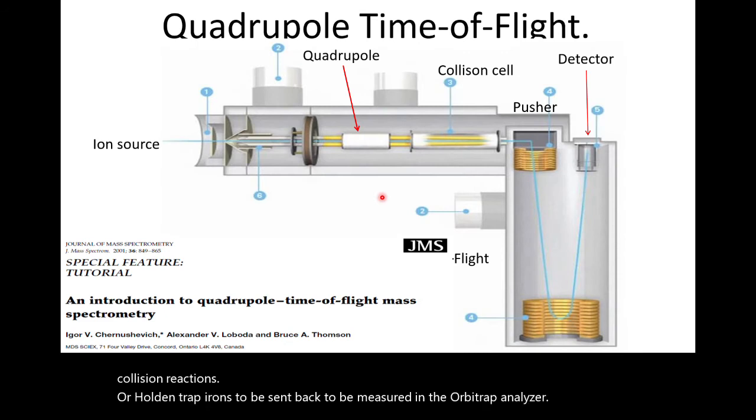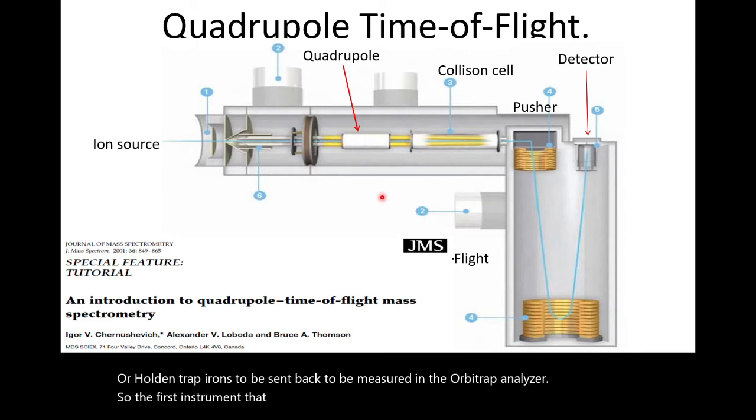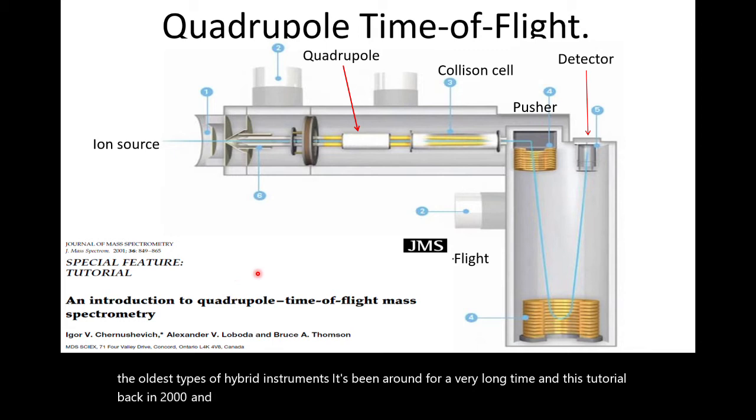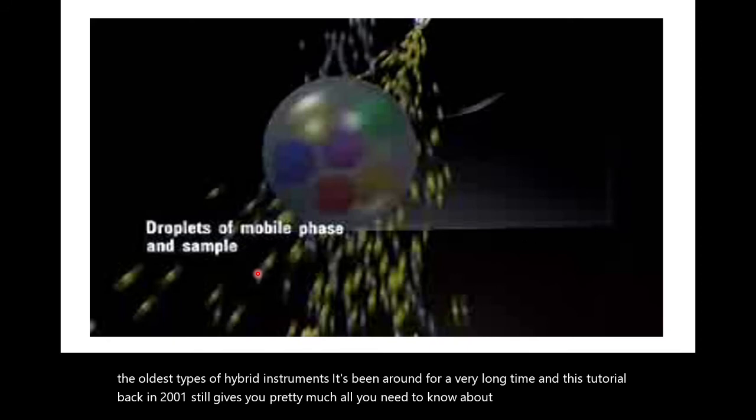So the first instrument that we're going to talk about is quadrupole time of flight. It's one of the oldest types of hybrid instruments. It's been around for a very long time, and this tutorial back in 2001 still gives you pretty much all you need to know about quadrupole time of flight. So I'm just going to show this video that comes from Agilent and talk over the top of it, if it plays.